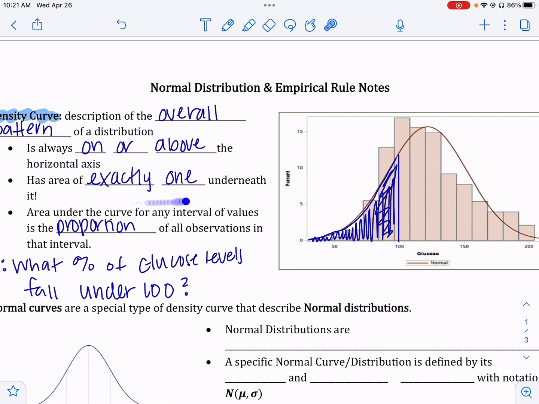And so that's why it has exactly an area of 1 beneath it, because if you took the area of the entire thing, well, you would have your entire population or your entire sample, all of your data. And so you would have exactly 1, which is pretty cool.